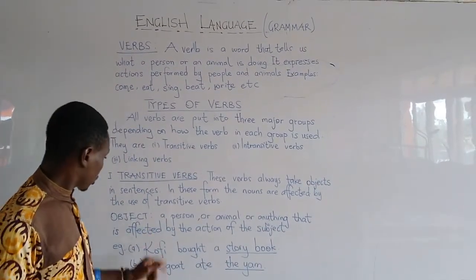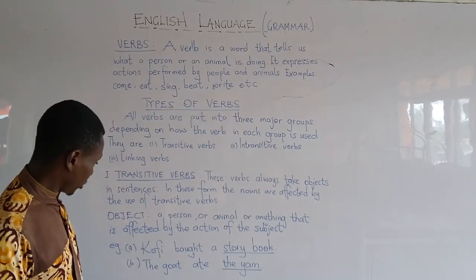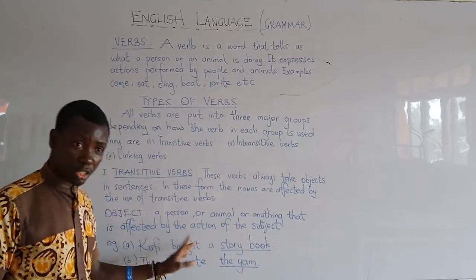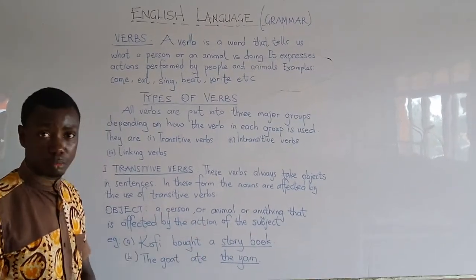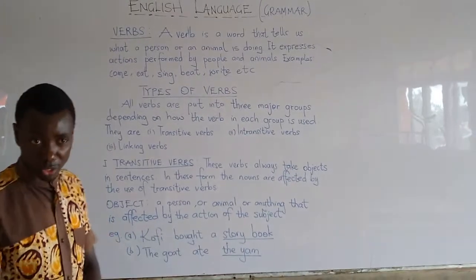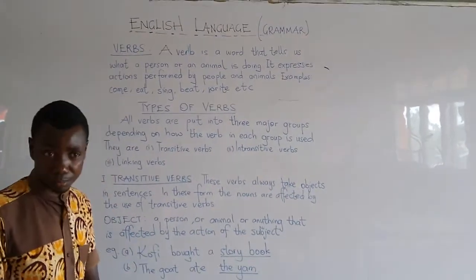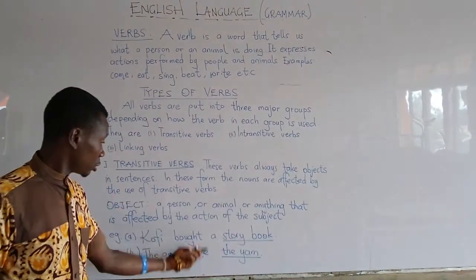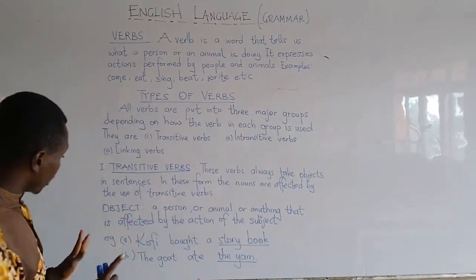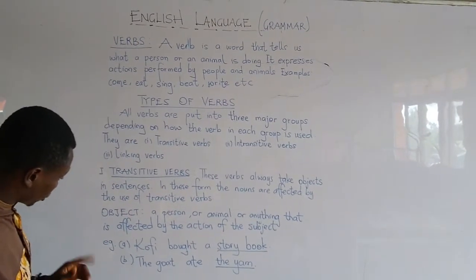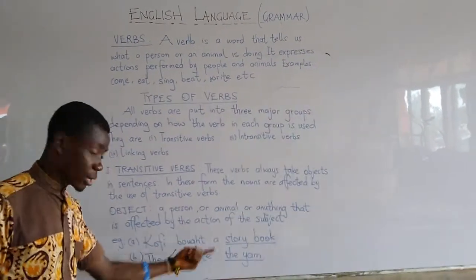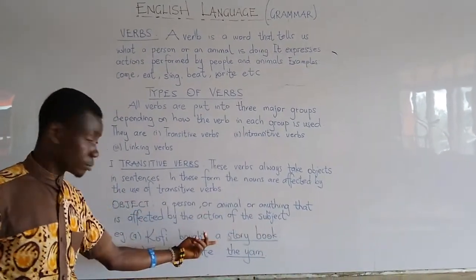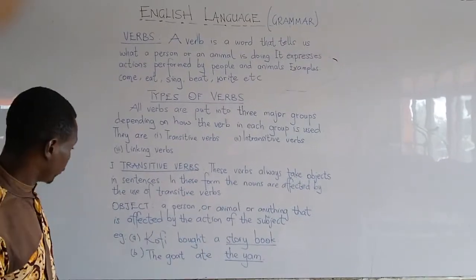Now, let us look at what a transitive verb is. Here, we say the bought here is a transitive verb because it contains an object. It has a receiver. Therefore, Kofi bought a storybook. Looking at the way the sentence is put, how the verb behaves, bought a storybook. So bought is a transitive verb.